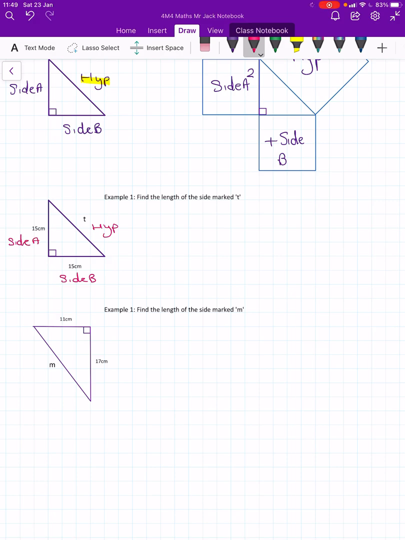It really doesn't matter whether you call it side A or side B. The thing that you cannot get wrong is the hypotenuse, because the hypotenuse is always opposite the right angle. That is the thing you must get right.